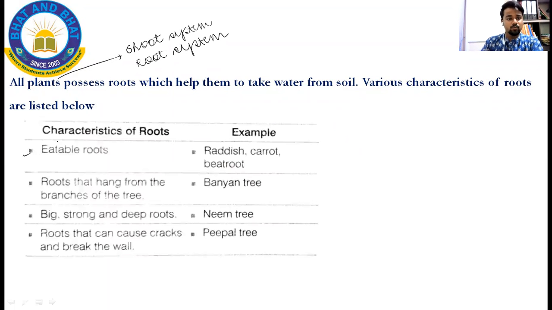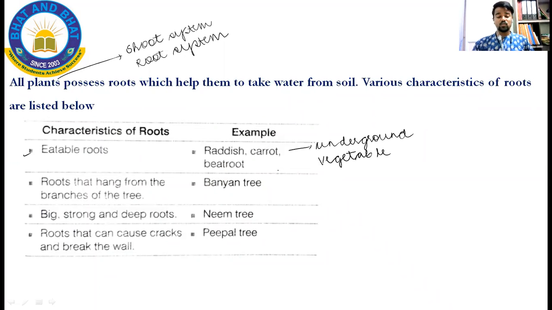Eatable roots are radish, carrot and beetroot. Clear now? These are the eatable roots. These are underground vegetables. Clear now? These grow under the soil only.